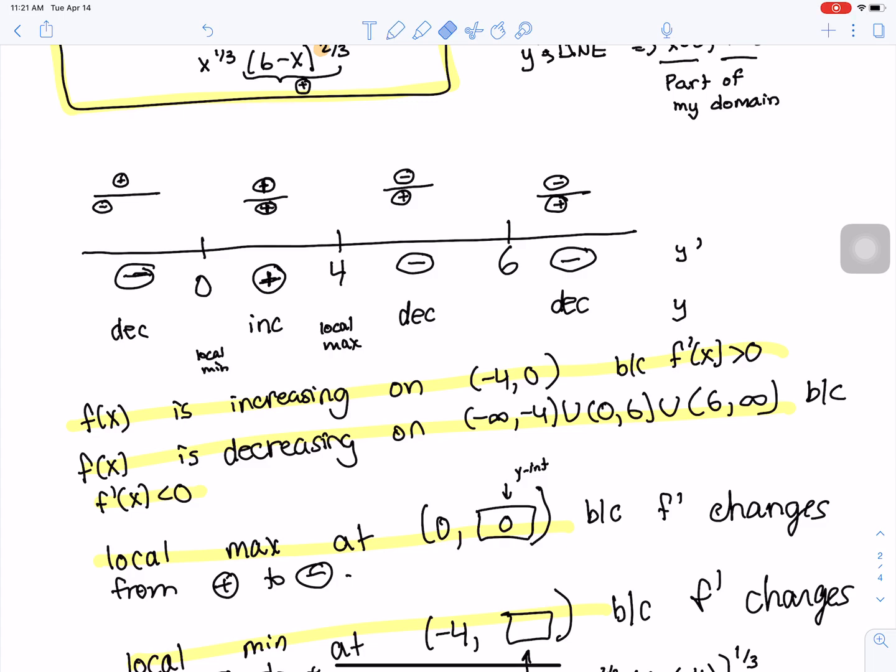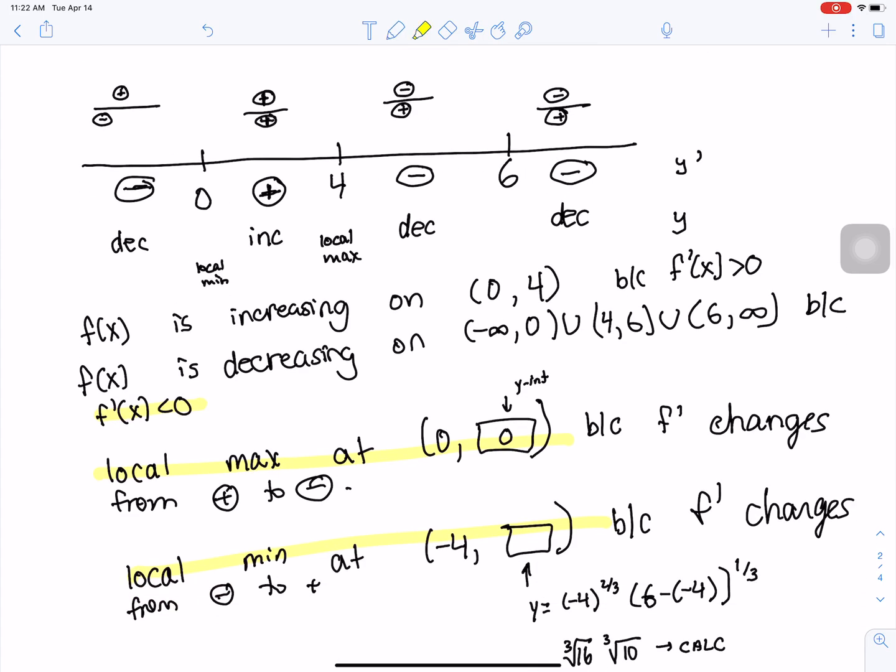Function is increasing on 0 to 4. Function is decreasing on -infinity to 0 union 4 to 6 union 6 to infinity. Same reason. So just be very careful, like I was. If something looks like it's not making complete sense, go back and check it.